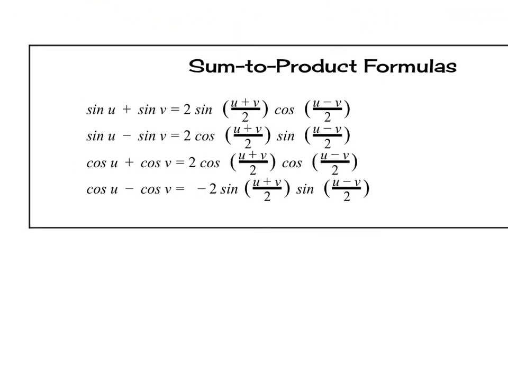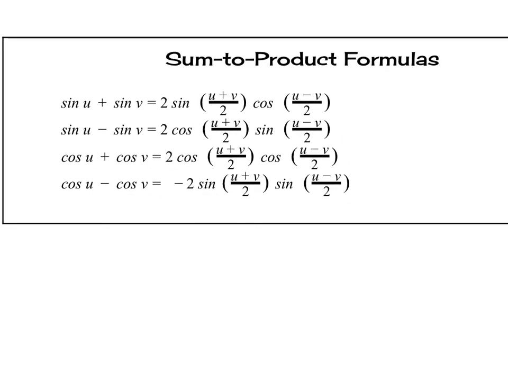Next, we're going to take a look at sum to product formulas. So we notice we're adding or subtracting, and then so this is the formula that we use. So if we're adding two sines together, then you use this formula. If you're adding cosines together, you're using this formula, and so forth.